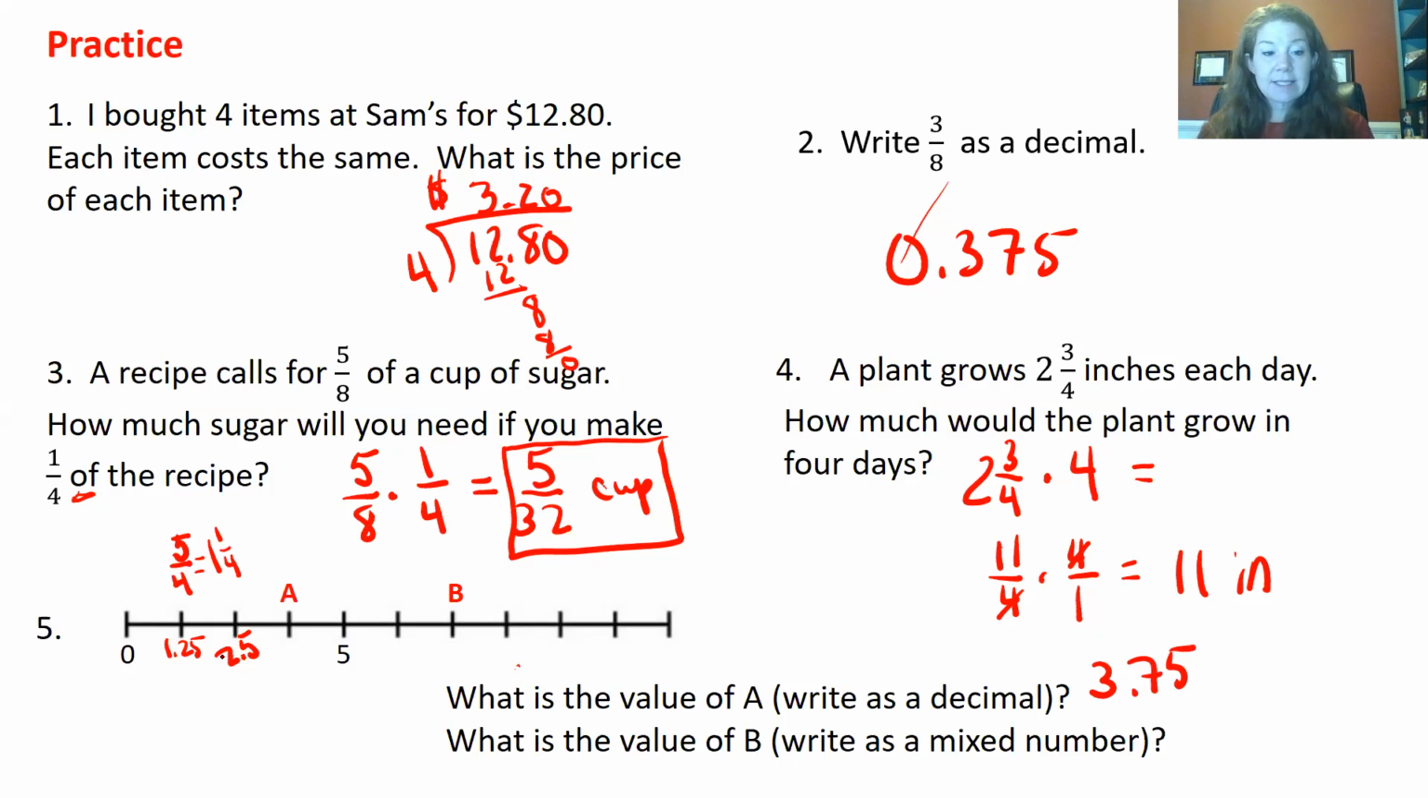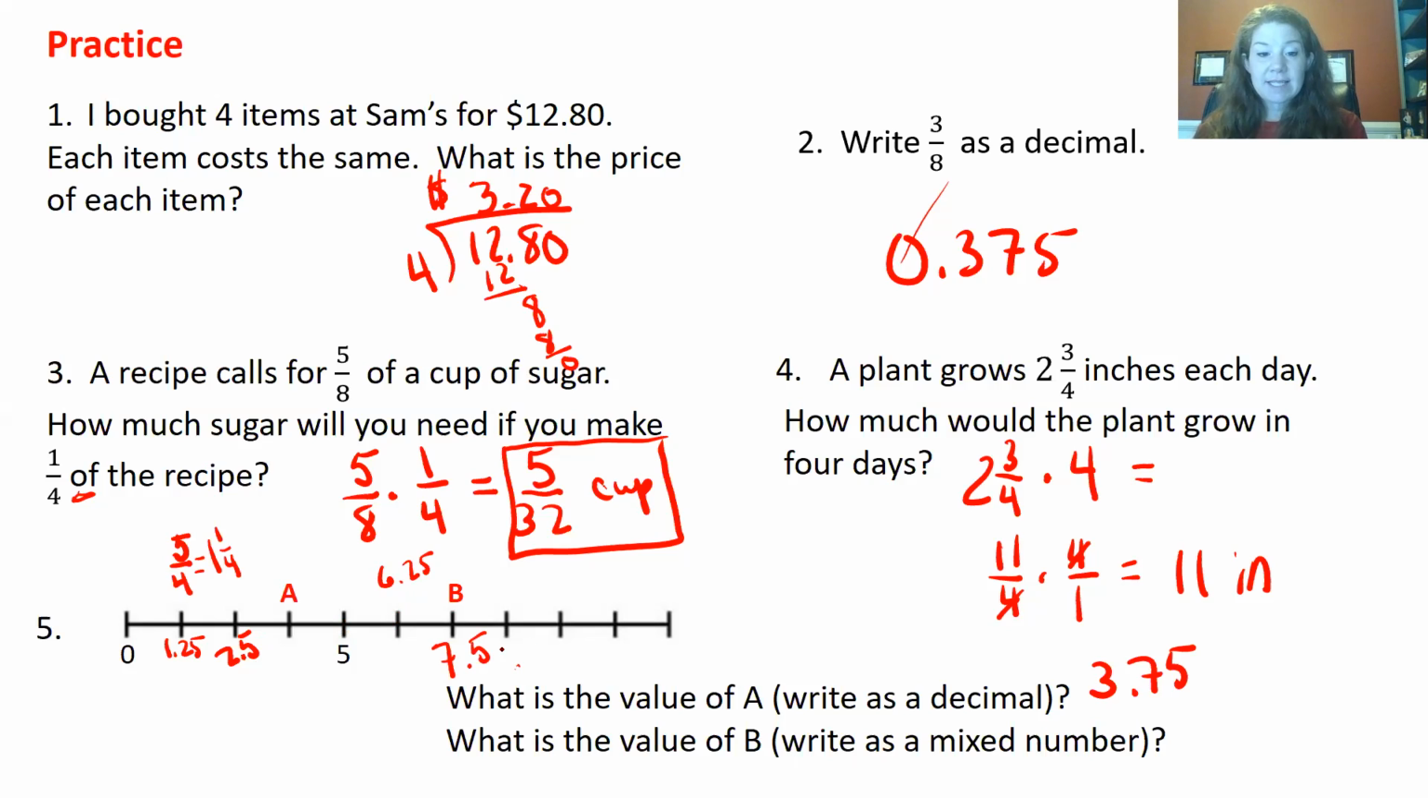Okay, and then the next space would equal 5, because 3.75 plus 1.25 is equal to 5. So the place of A is 3.75. This is a number line. So then it asks, what's the value of B as a mixed number? Well, this is 5, right? So this space is going to be 5 plus 1.25, which would be 6.25. And then 6.25 plus 1.25 is 7.5.